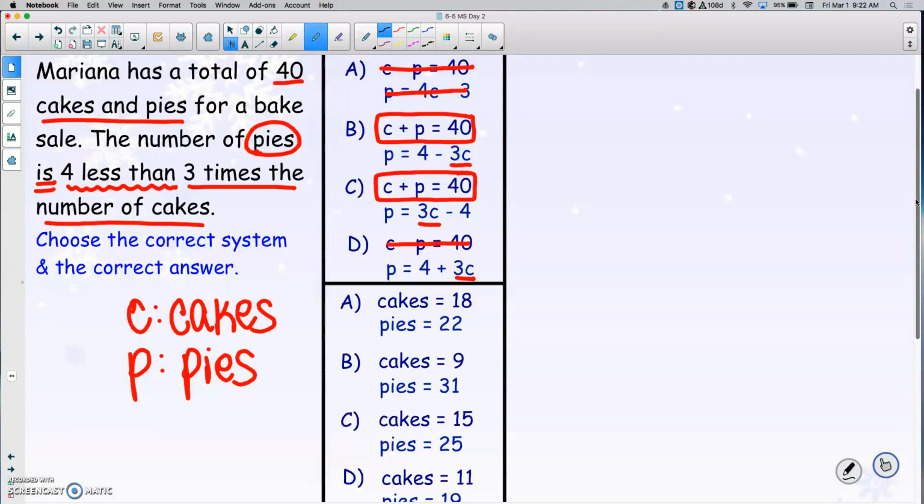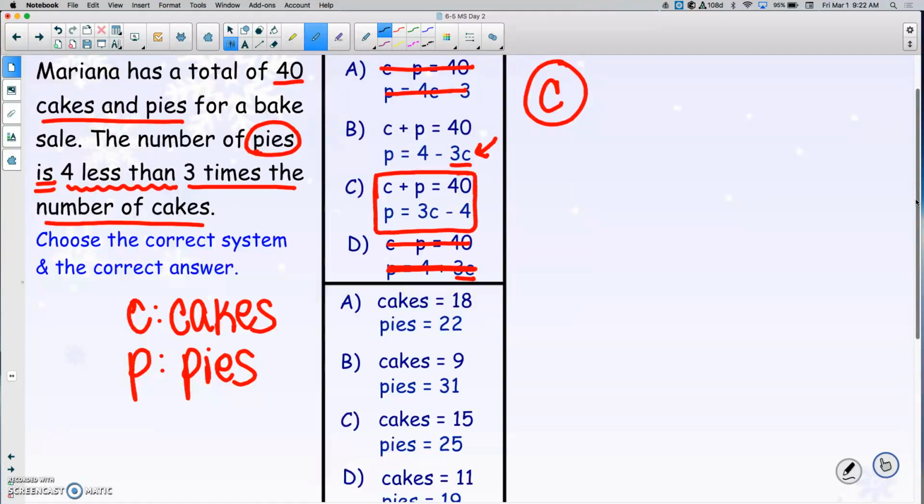Now it was 4 less than. So that means you're subtracting 4 from something, so this one right here. So less is not adding, and this is the wrong order. So the correct answer for the top part is C. So this is going to be my system. So not this one. This is going to be the system that is correct.